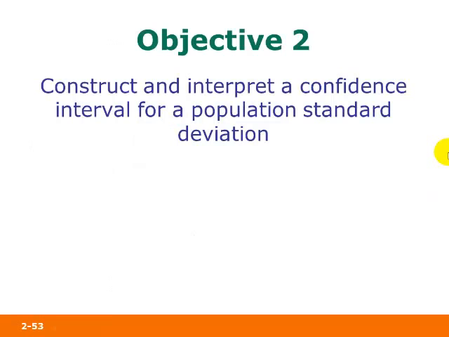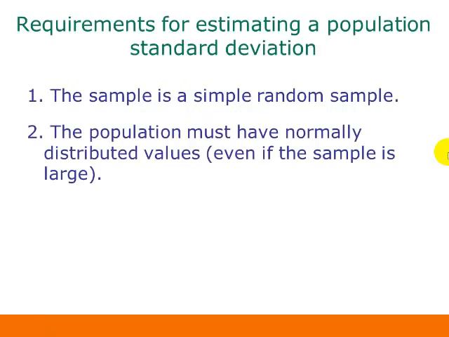Our second objective in this section is to construct and interpret a confidence interval for a population standard deviation. So the requirements for doing this are that the sample has to be a simple random sample, and second, the population must have normally distributed values, even if the sample is large. So no matter what the sample size, the original population has to have a normal distribution.